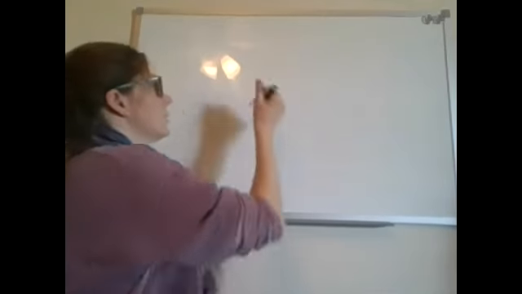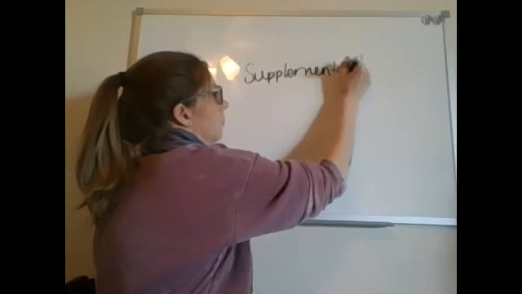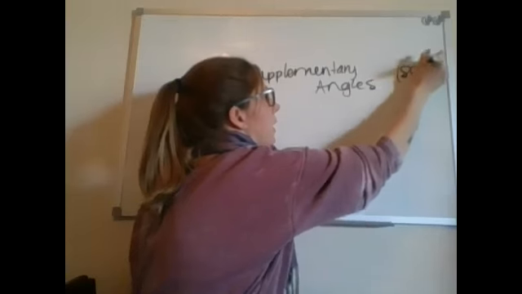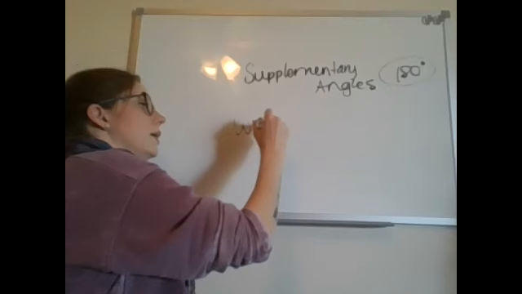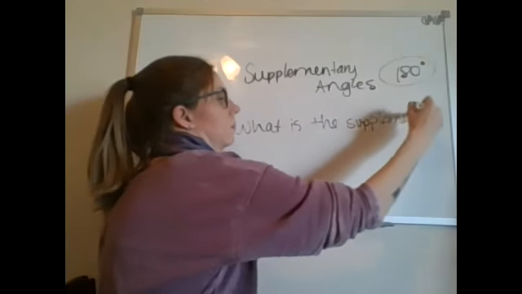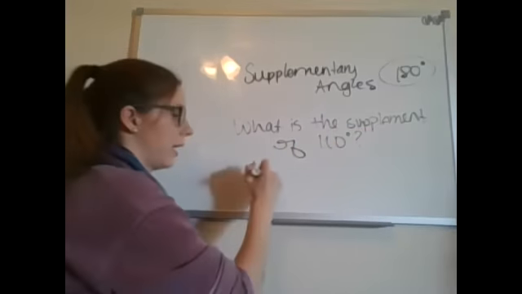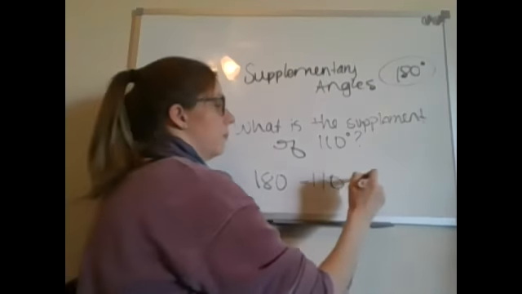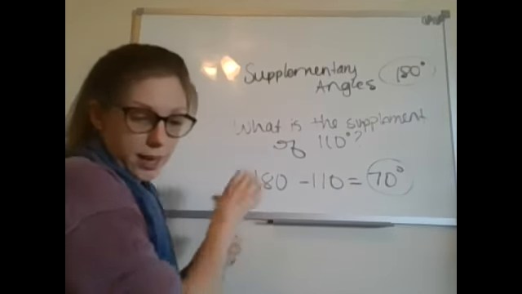Other one is supplementary angles. These are two angles that add up to be 180 degrees. All right. So say I said, what is the supplement of 110 degrees? You would take 180, subtract 110, and you'd find out that the supplement of 110 degrees would be 70 degrees, because 70 plus 110 is 180.